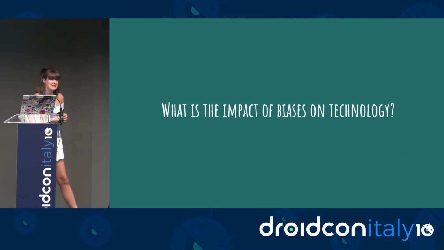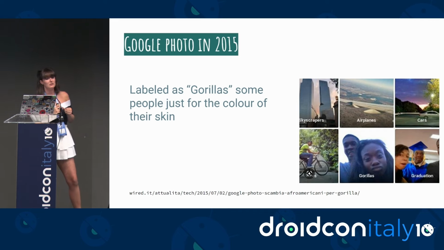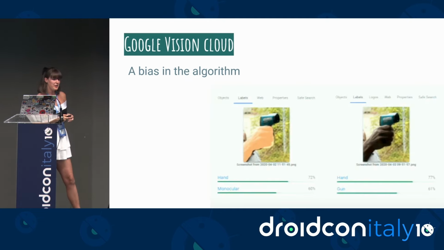What is the impact of biases in technologies? Who has ever heard about Google Photos in 2015? Yes, some of you. They labeled some people as gorillas just because of the color of their skin, because of the algorithm that recognizes images in photos. Another bias in an algorithm was in Google Cloud Vision: when people with black skin hold a thermometer, it recognizes it as a gun, unlike with white people, for example.